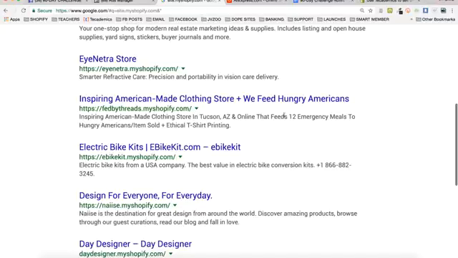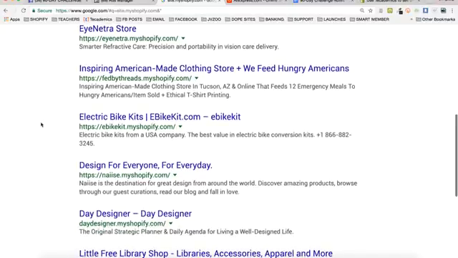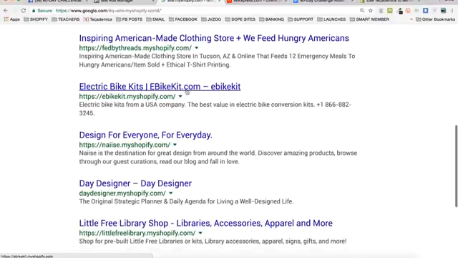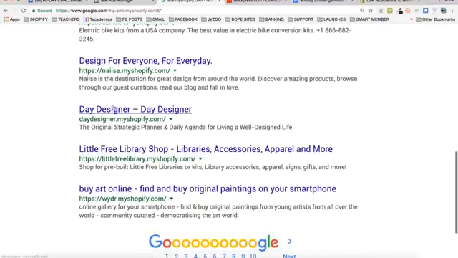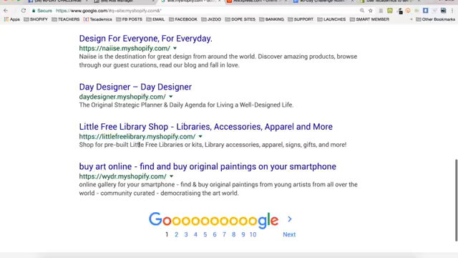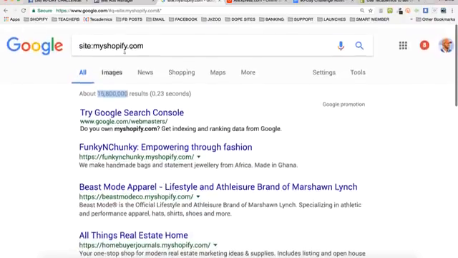In Tucson, Arizona, it feeds 12 emergency meals, plus ethical t-shirt printing. Electric bike kits, designed for everyone every day. Day designer, strategic planner, and daily agenda. A shop for pre-built little free libraries or kits, library accessories, apparel. This one's an online gallery for your smartphone. Okay, you get it. There's literally 15 million pages.